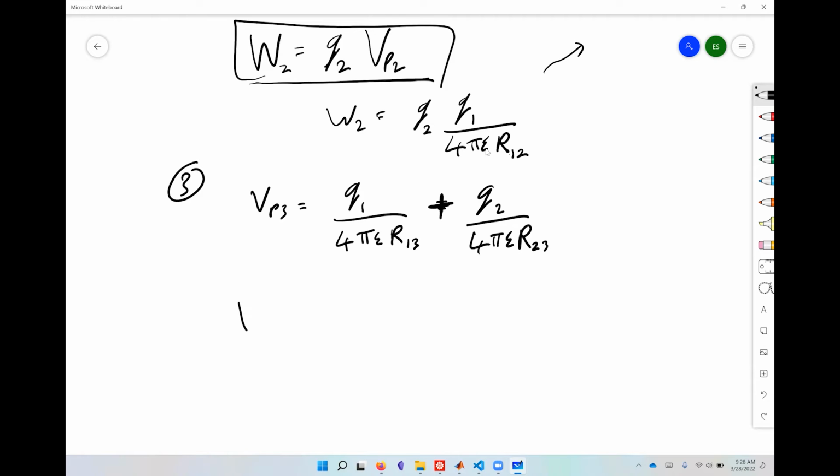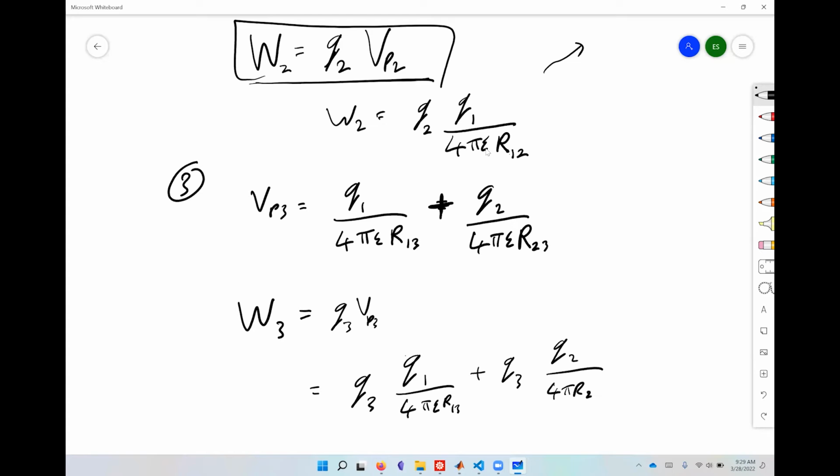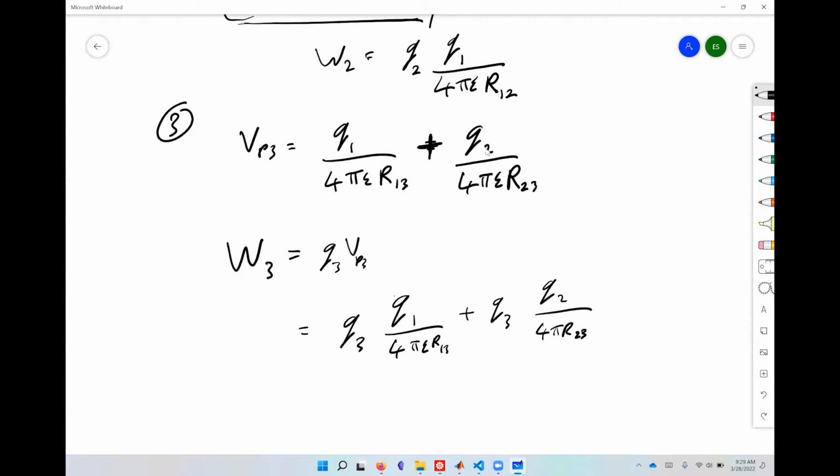And now the total energy required to bring in the 3rd charge is going to be, you just multiply this by Q3. It's going to be Q3 VP3 equals Q3 Q1 over 4 pi epsilon R13 plus Q3 Q2 over 4 pi epsilon R23, right? And now finally, I want to stop at 3. We could continue this, but we want to stop at 3 and see the pattern.